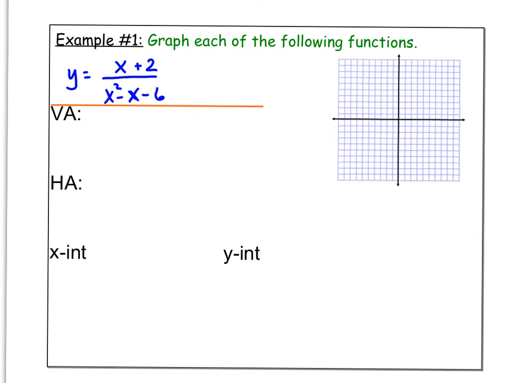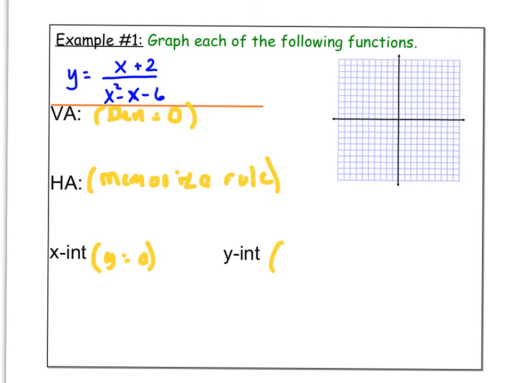So here's my example that I'm going to go through. This is the one you should copy down with me. So vertical asymptotes. How do you do vertical asymptotes? You set the denominator equal to 0. How do you find horizontal asymptotes? You do that, I'm going to call it a memorized rule. How do you do x-intercepts? You take the y equal to 0 and solve. And how do you take the y-intercepts? You take the x equal to 0 and solve.